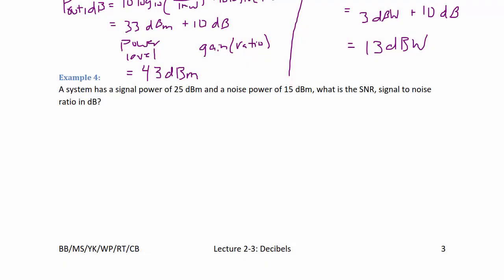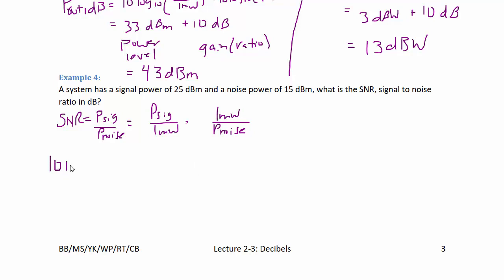Example 4. A system has a signal power of 25 dBm and a noise power of 15 dBm. What is the signal to noise ratio in decibels? So to calculate the signal to noise ratio, we'll have that SNR equals the ratio of the power in the signal to the power in the noise. Or we can write this as the power in the signal with respect to 1 milliwatt times 1 milliwatt over the power in the noise. So that means we're doing both with respect to 1 milliwatt.